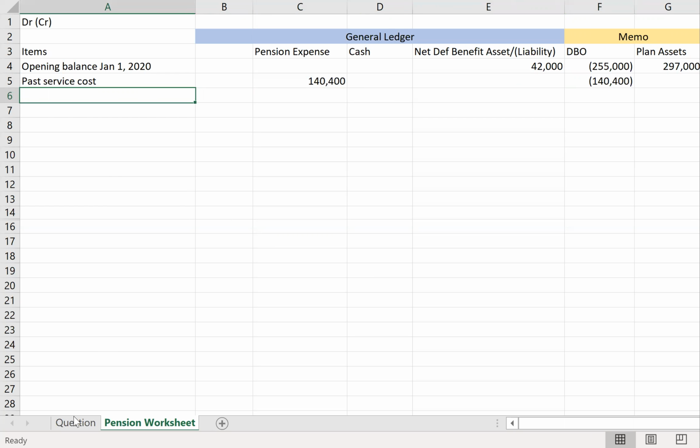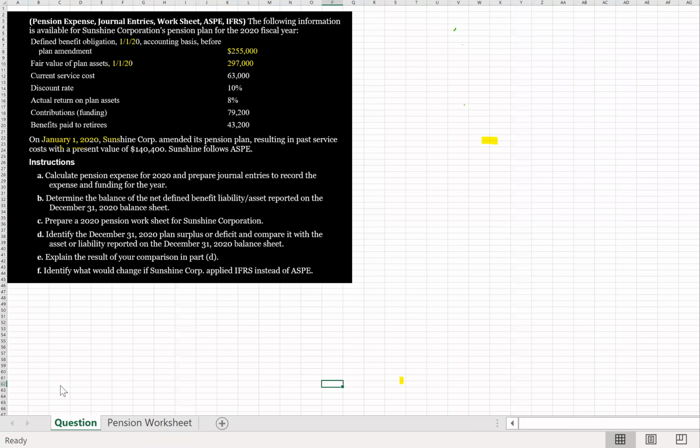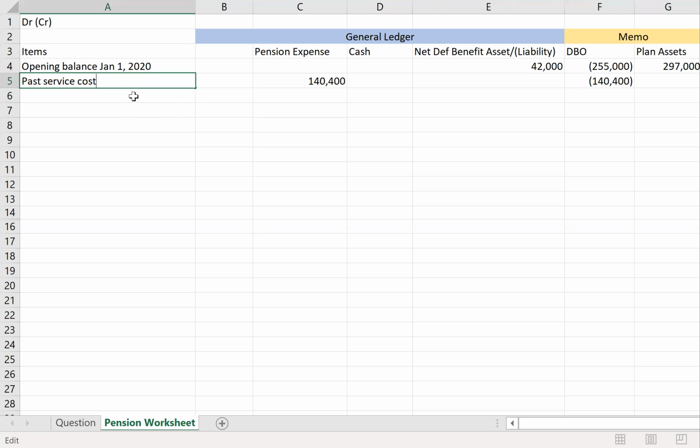Okay, so we got that. That's helpful. And we should put here past service costs January 1st, 2020. Let's make sure we label the dates.